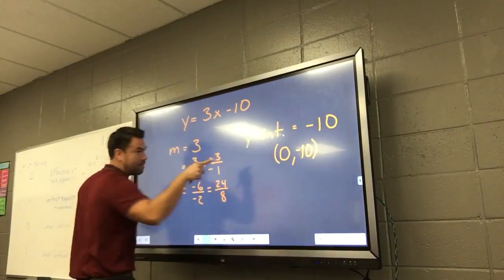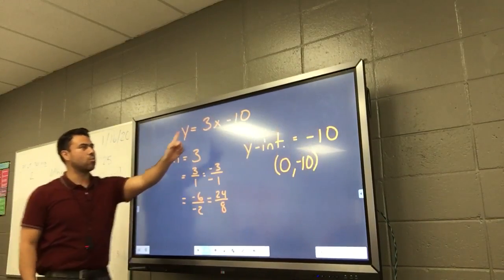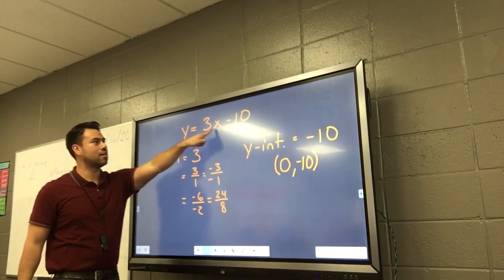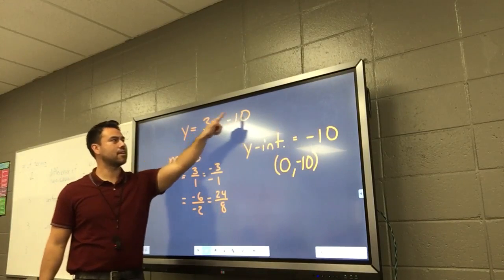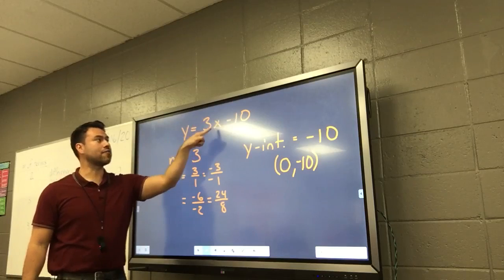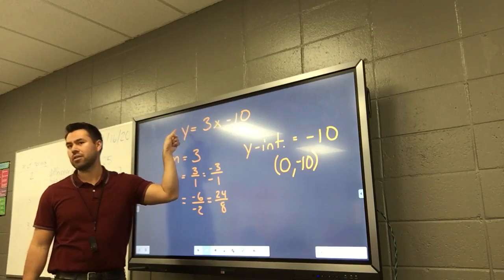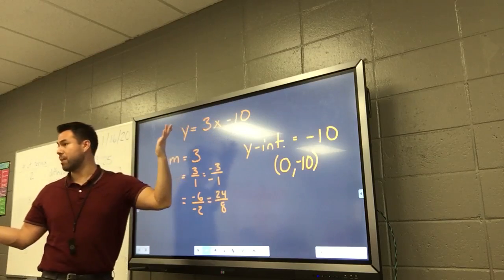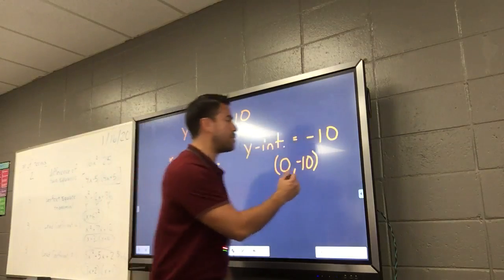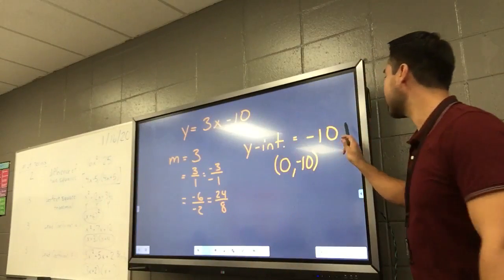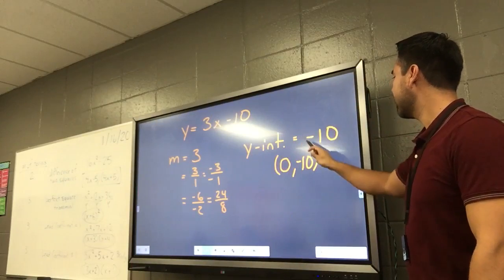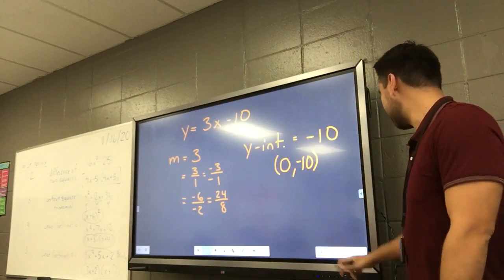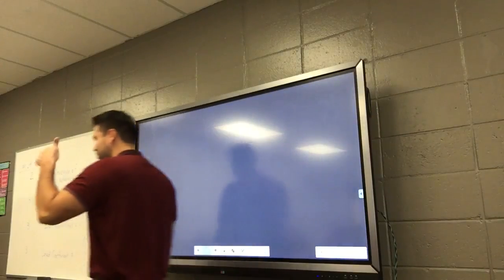Now, I'm not sure about that. What's 3 times 0? 0 minus 10? Negative 10. So if x equals 0, what does y equal? If x equals 0, y equals negative 10. So you see how it mathematically works. But for the y-intercept, all you have to do is write the y value right there. Okay, good. If you can identify that, you're pretty set.